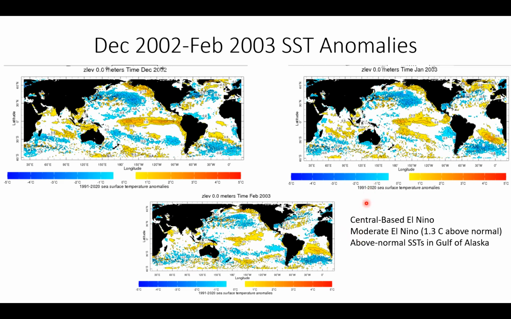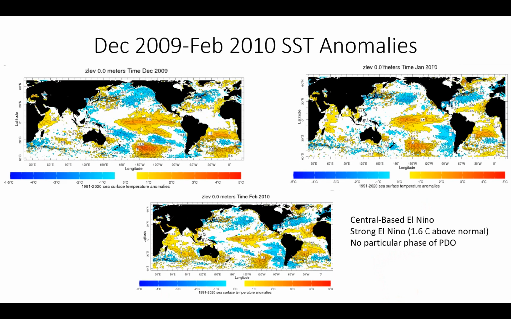Bottom line here is the December 02 to February 03, that particular time frame as far as sea surface temperature anomalies, we had a centrally based El Nino. The warmest waters were out over the central portions of the equatorial Pacific, and it was a moderate El Nino winter. 1.3 degrees Celsius above normal was the peak. And again, the re-emphasis on the above normal sea surface temperatures up here in the Gulf of Alaska.